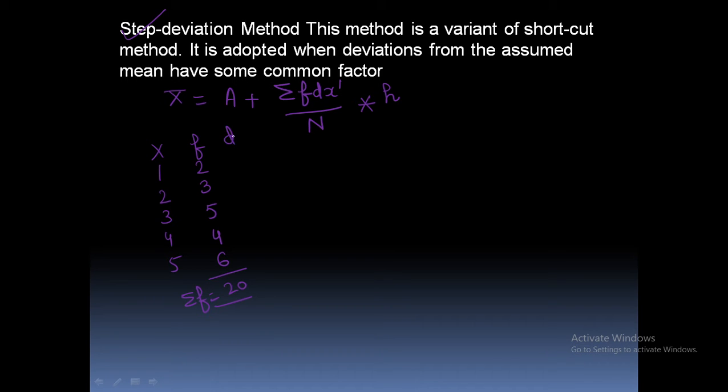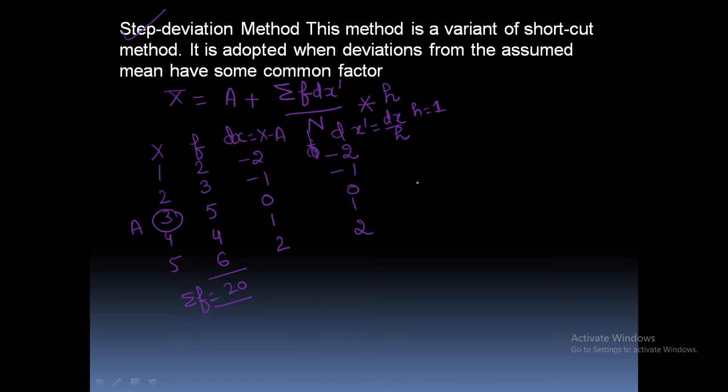Now find dx by using assumed mean. Here we assume a is 3. X minus a. For getting dx, that is deviation: minus 2, minus 1, 0, 1, 2. After this, now again you can calculate dx dash. Common value is here 1. Minus 2, minus 1, 0, 1, 2. Dx dash is calculated by dx over h, and h value we take here 1.